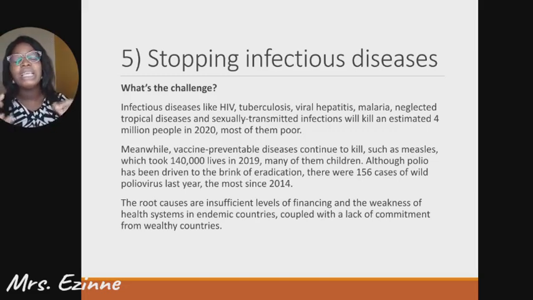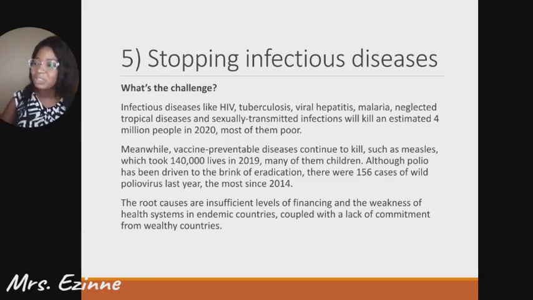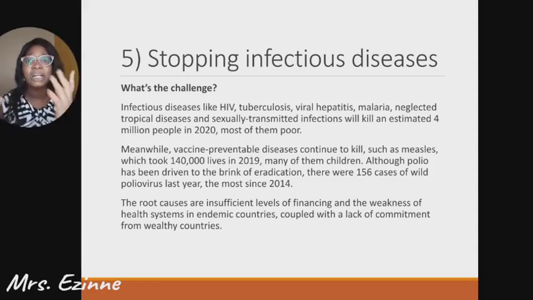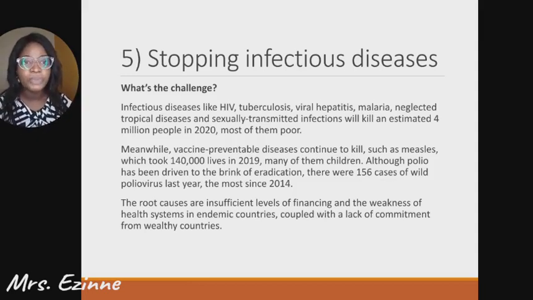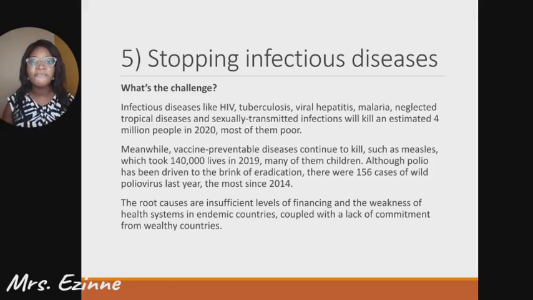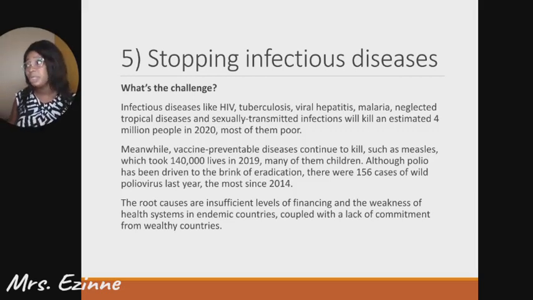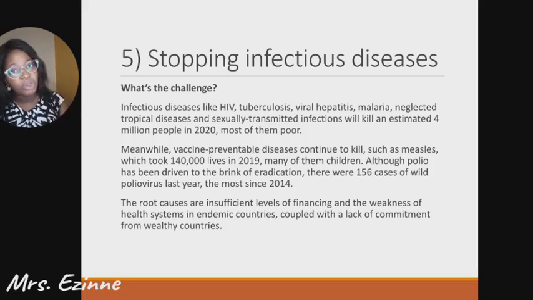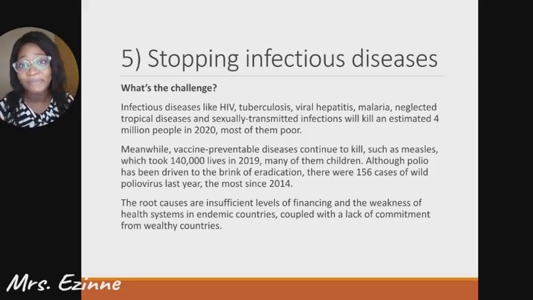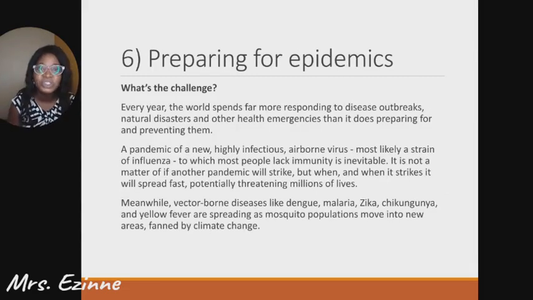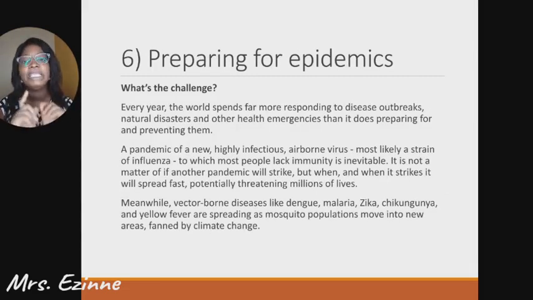The root causes are insufficient levels of financing, back to the finance, back to the economy, back to the money, and the weakness of health systems in endemic countries, coupled with a lack of commitment from wealthy countries. Okay, so we have malaria, which is still prevalent here in Nigeria, and we have said we have stopped polio, but once in a while we see 1 or 2 cases. We are not even sure if they have really stopped polio in Nigeria. Of course, if you're in Nigeria, you know what I'm saying, right? So let's move on to 6, preparing for epidemics.